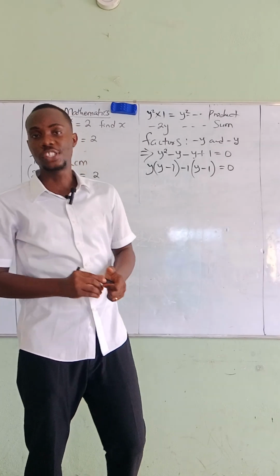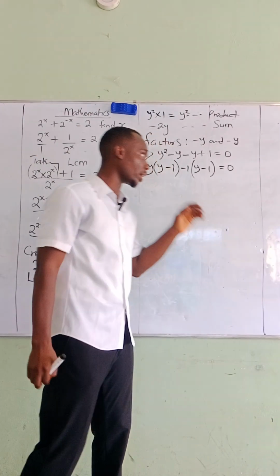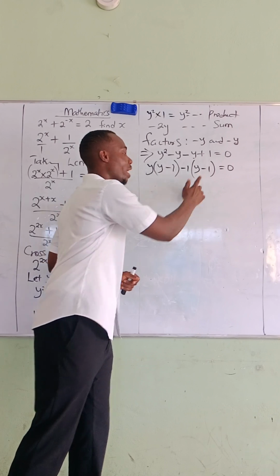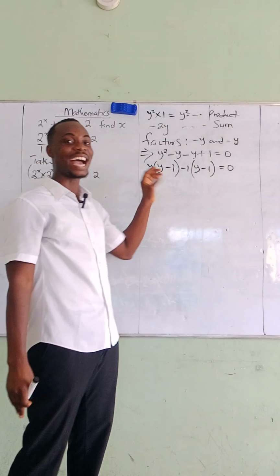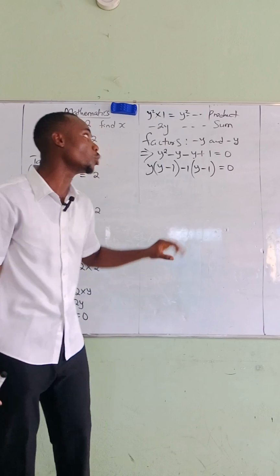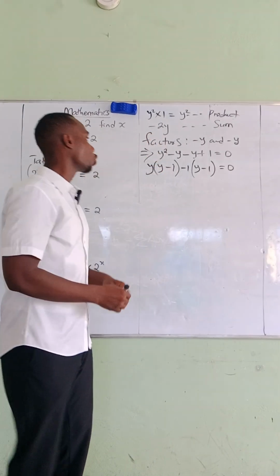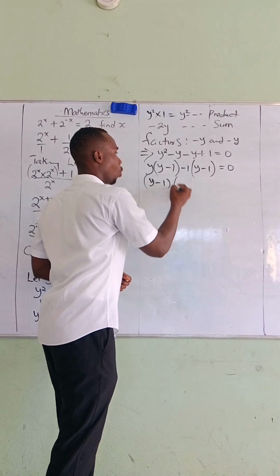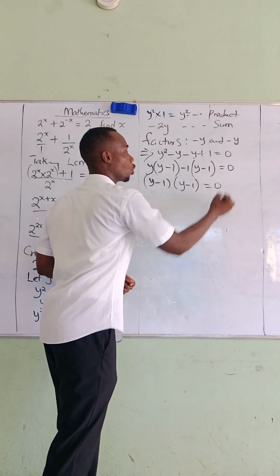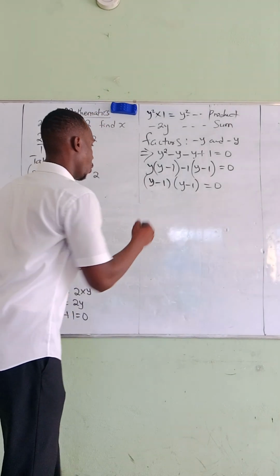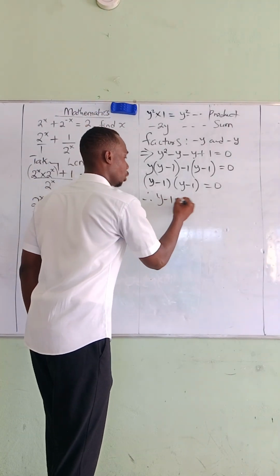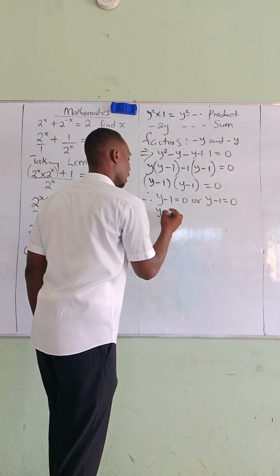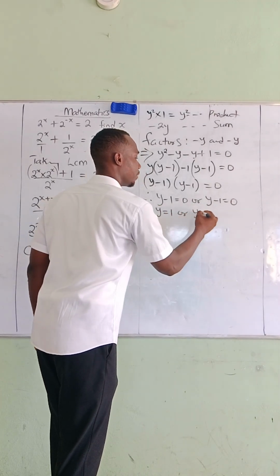There is one thing you need to remember when using the factorization method: the two expressions inside the bracket must be identical. If they are not identical, there is something wrong with your problem. So we can take one of these and it becomes y minus 1 into y minus 1 equal to 0. Therefore, y minus 1 equal to 0 or y minus 1 equal to 0. And finally, y is equal to 1 or y is equal to 1.